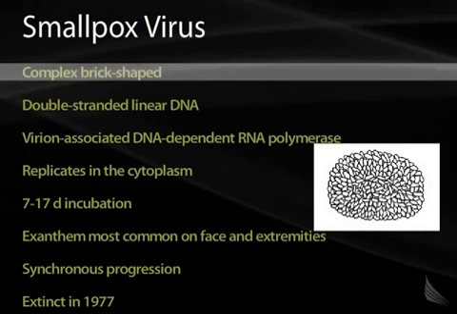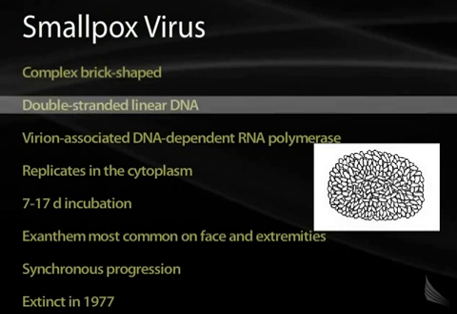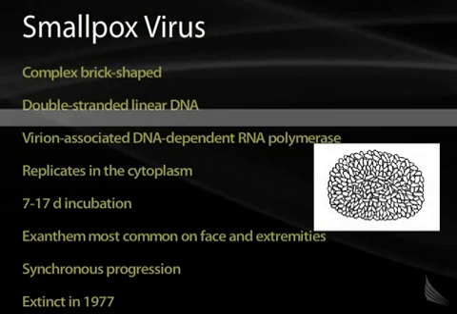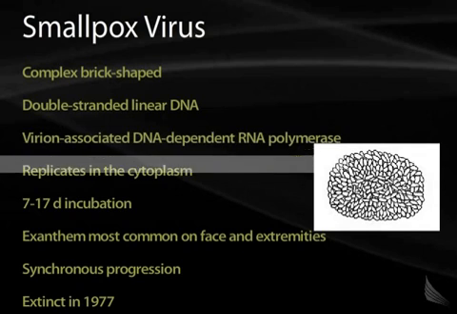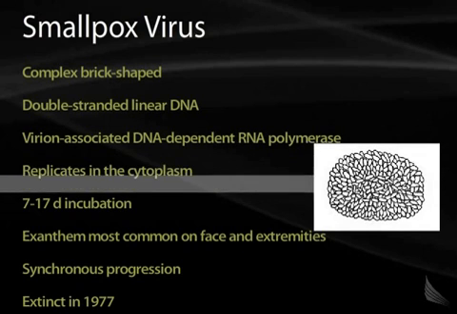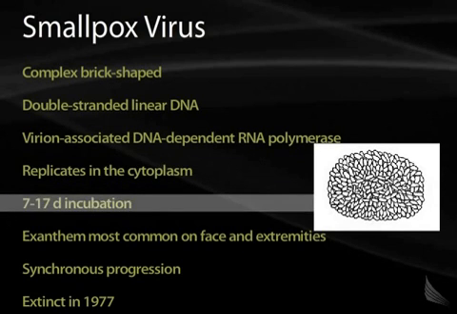Smallpox virus is a complex brick-shaped virus. It's double-stranded linear DNA. It has a virus-associated DNA-dependent RNA polymerase, and it is unique among the DNA viruses because it replicates in the cytoplasm. It has 7 to 17 days incubation.